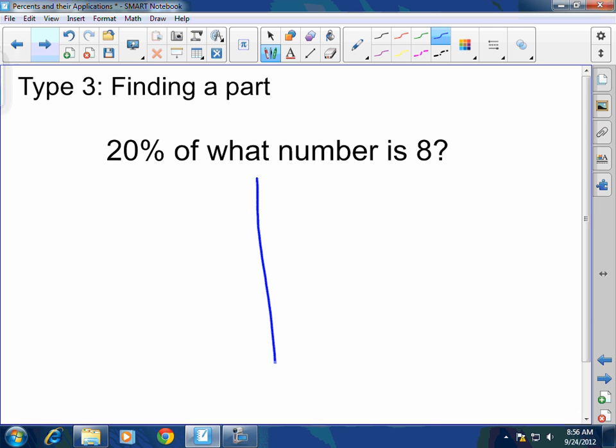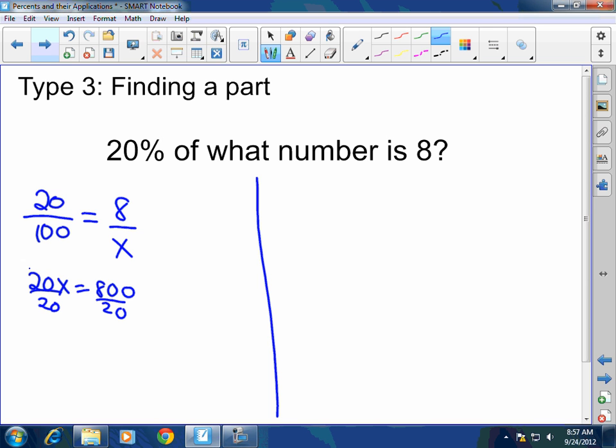All right, next, finding the part. 20% of what number is 8? Okay, 20 over 100 equals is over of. Is over of. Boom. We know the part, which is the is. We don't know the whole, which is the of. Cross multiply. 20x equals 800, divided by 20. X equals 40. And that's a number, not a percent.